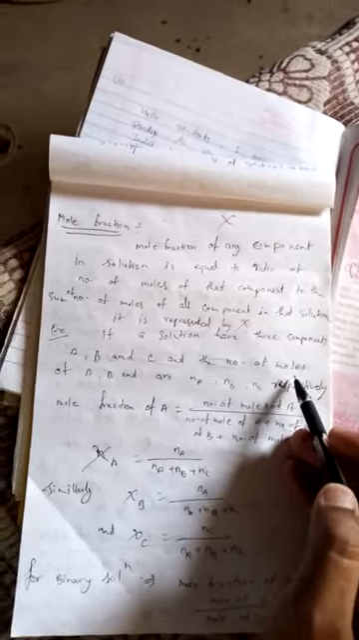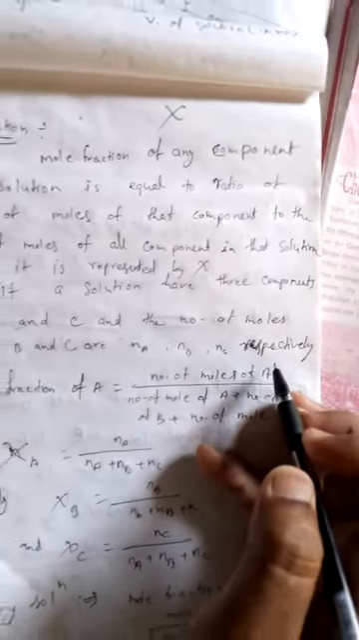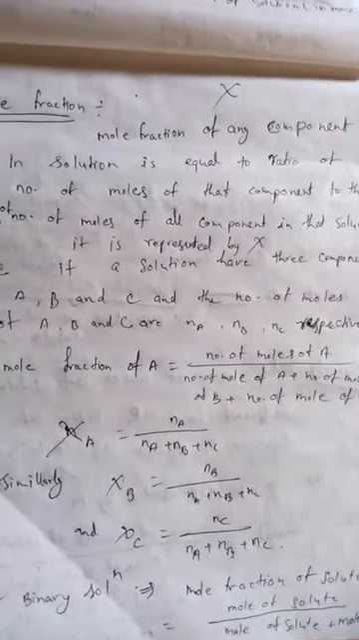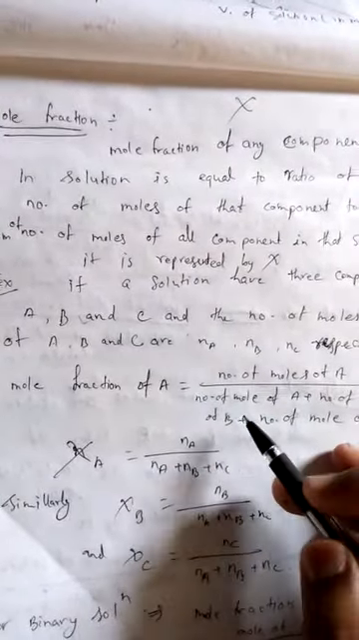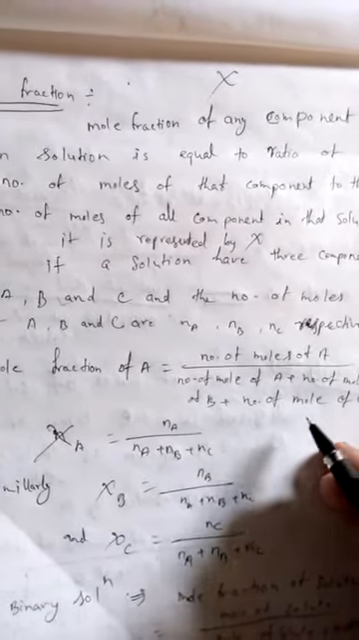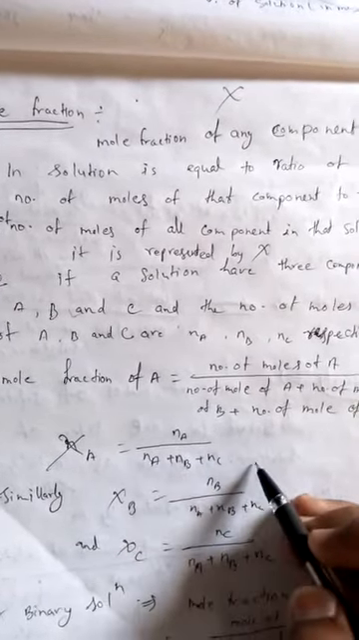For example, if a solution has 3 components, A, B and C, and the number of moles of A, B and C are Na, Nb and Nc respectively, then the mole fraction of A will be equal to the number of moles of A divided by the total number of moles, that is number of moles of A plus number of moles of B plus number of moles of C. So mole fraction of A, that is chi A, is equal to Na upon Na plus Nb plus Nc.